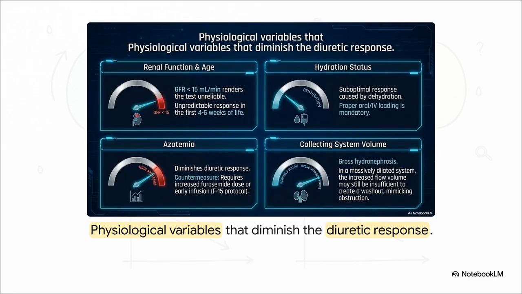We also have to respect the patient's biological limits. If someone's glomerular filtration rate, their GFR, is under 15 milliliters per minute, their kidneys simply can't process the tracer or the diuretic fast enough in the first place. That renders the whole test totally unreliable. Same goes for dehydration. If the patient is dehydrated, you are not going to get a proper washout response no matter how much Lasix you push. Proper oral or IV hydration loading isn't just a suggestion, it's absolutely mandatory before the test even starts.